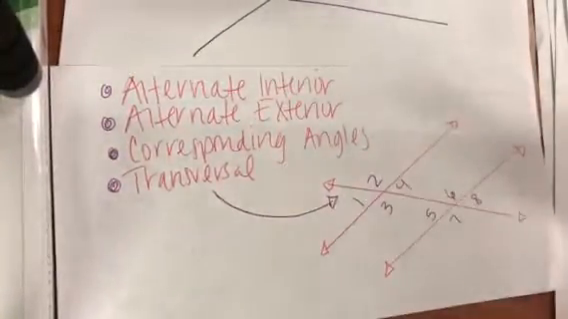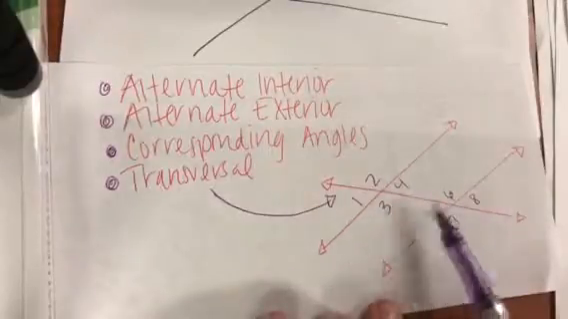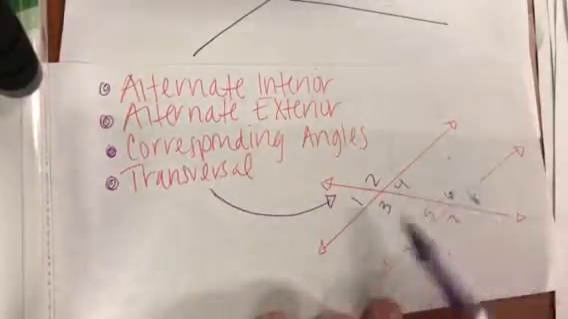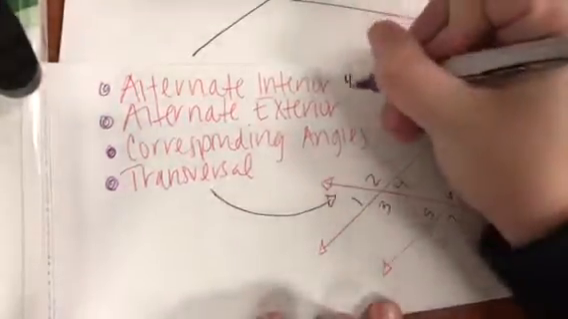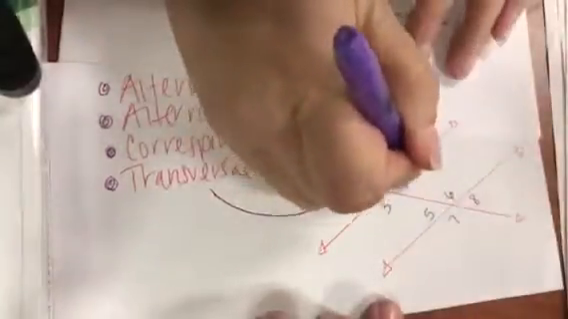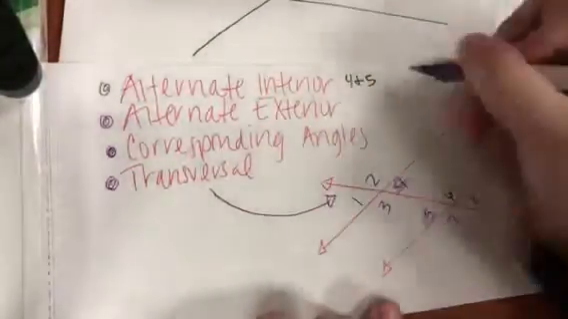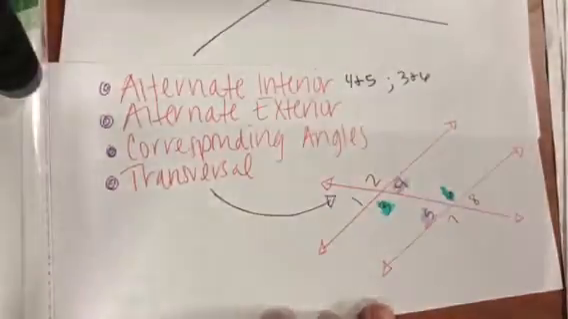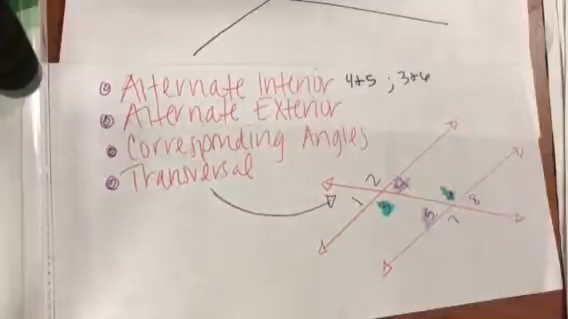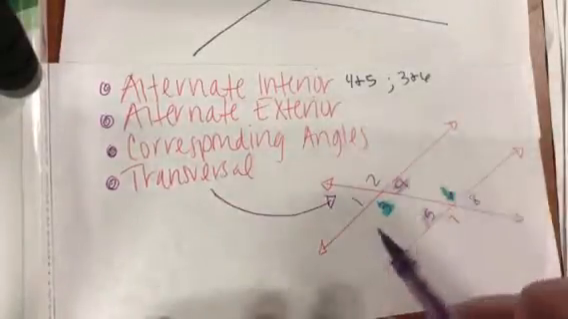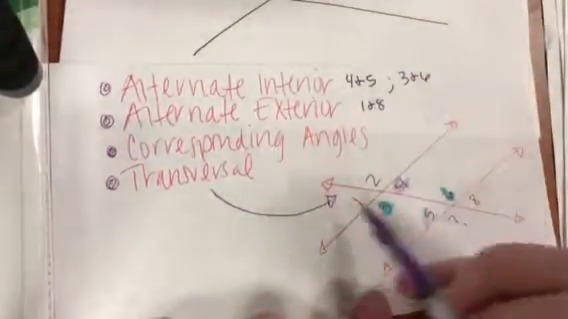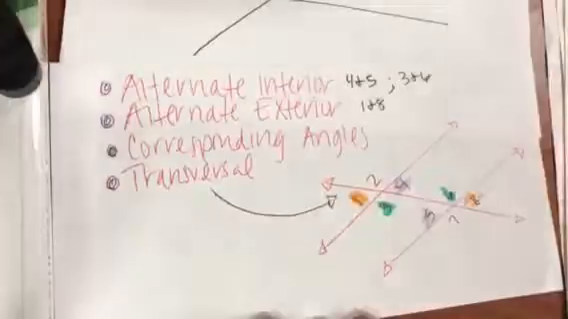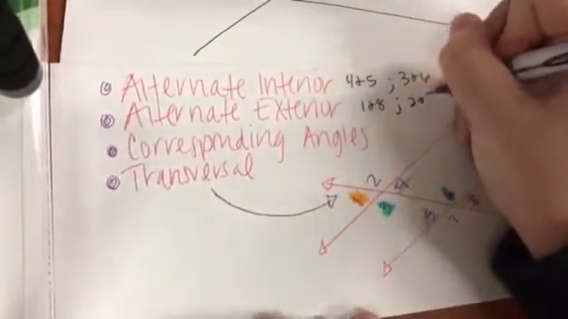So our alternate interior angles are the ones on the inside that are the same. They alternate on the different sides of the transversal. So our alternate interior is 4 and 5, and also 3 and 6, because they're on the inside. And if you don't remember this, you can rewatch your angle relationships video. Alternate exterior again. So 1 and 8, because they're on the opposite sides of the transversal, but they're the same angle. And 2 and 7.